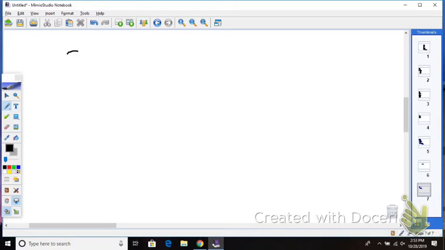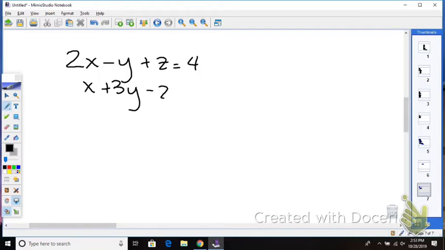So this one we're going to have 2x minus y plus z equals 4. And then I have x plus 3y minus z equals 11. And then I have 4x plus y minus z equals 14. Okay, and this one's even an easier one. This isn't even the hardest one you're going to see. So just bear with me.